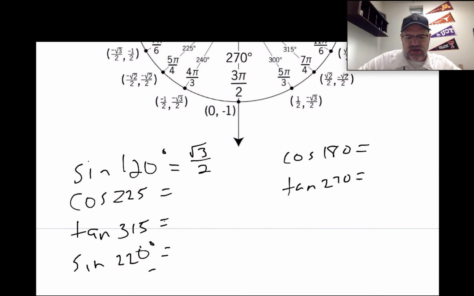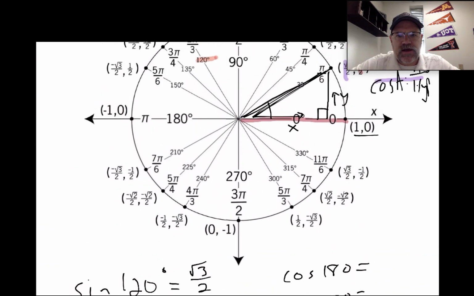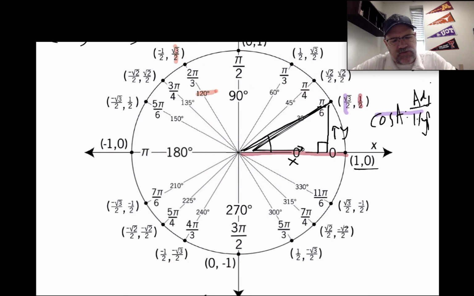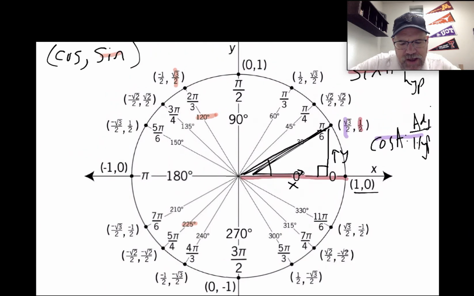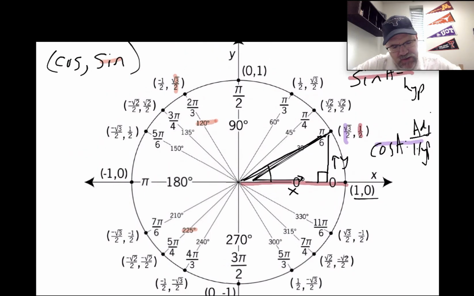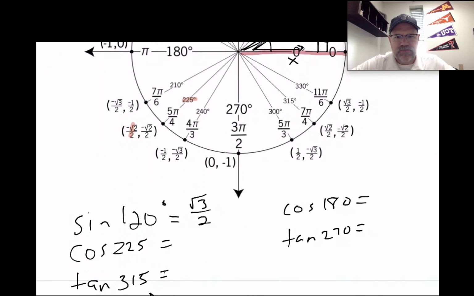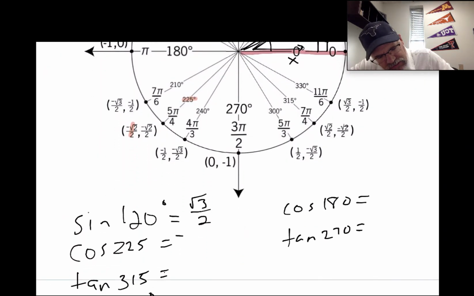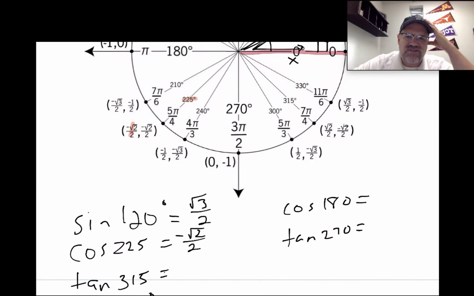Okay, so let's look at cosine of 225. I'm going to look for that value of 225. And ding, ding, ding, there's my 225. So cosine, I remind myself, that's my x value. So I just go, negative square root of 2 over 2. So that's it. This is so easy. What's the big deal? Well, it gets a little more in depth when we talk about tangent, because tangent's not listed here.